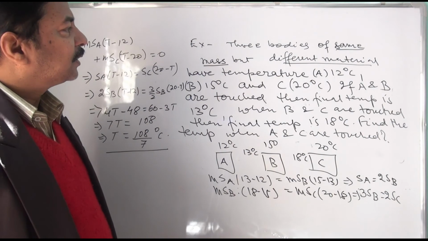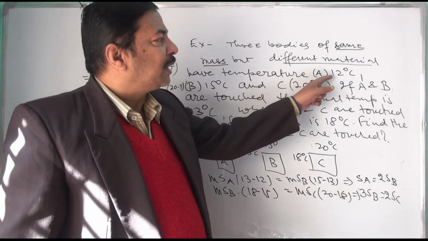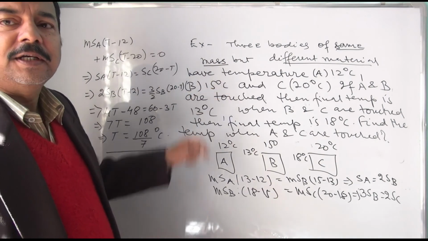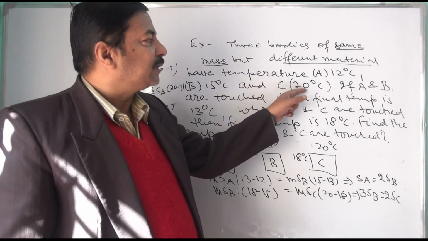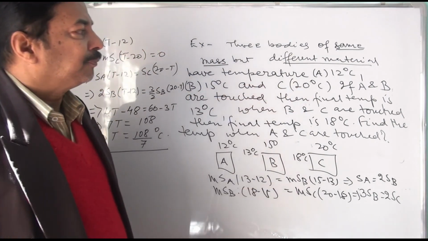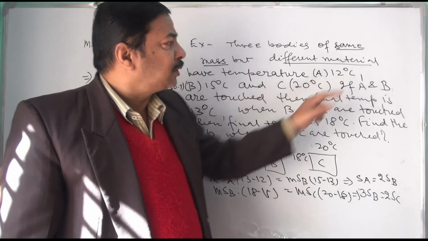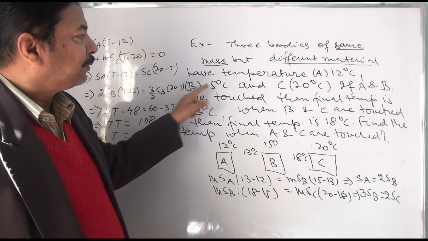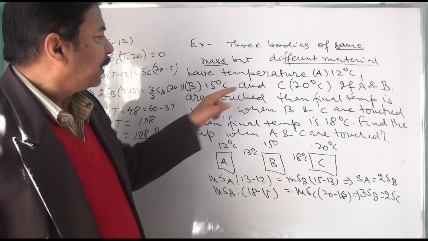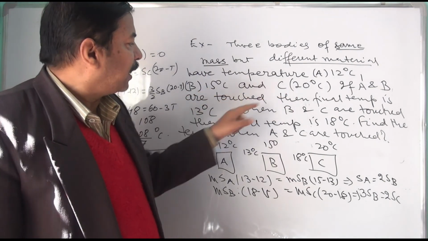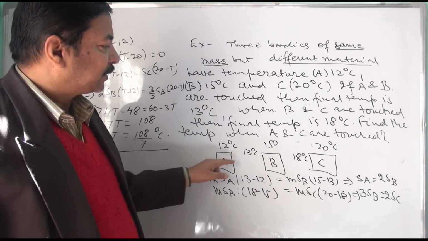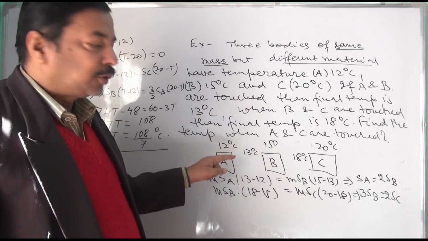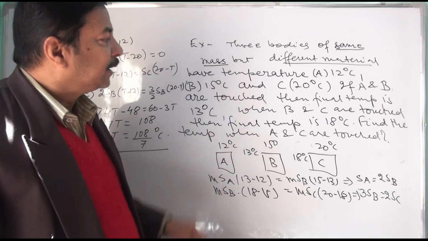If we consider the three bodies, the first body A has a temperature of 12 degrees C, the second body B has a temperature of 15 degrees C, and the third body C has a temperature of 20 degrees C. If A is touched with B, then the final temperature is 13 degrees C. A's temperature is 12, B's is 15, so naturally it should be in between, so we are getting 13 degrees C.